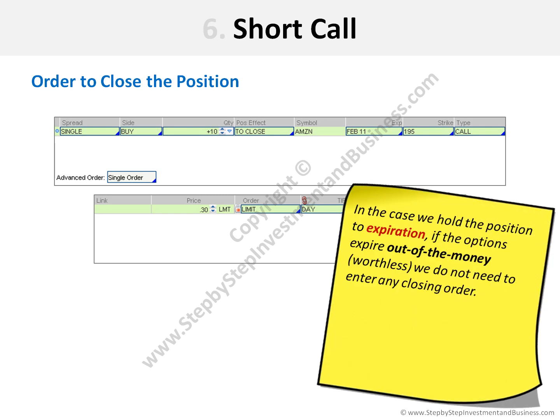In the case we hold the position to expiration, if the options expire out of the money, that is worthless, we do not need to enter any closing order.